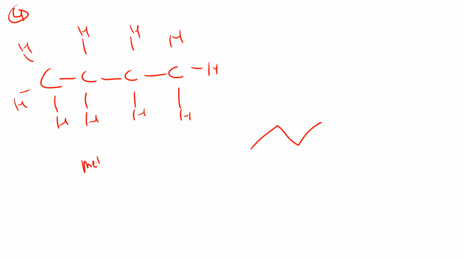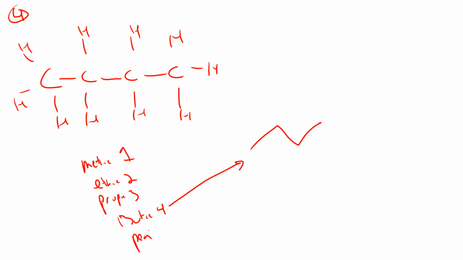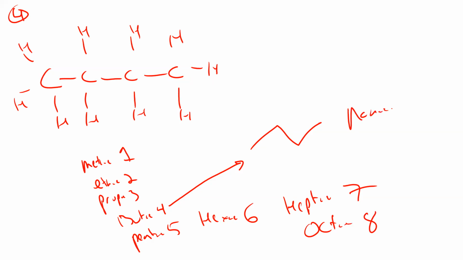So what you want to know is methane has 1, ethane has 2, propane has 3, butane, which we just drew, has 4, pentane 5, hexane 6, heptane 7, octane 8, nonane 9, and decane 10. And that'll get you to most structures. That's question 4.